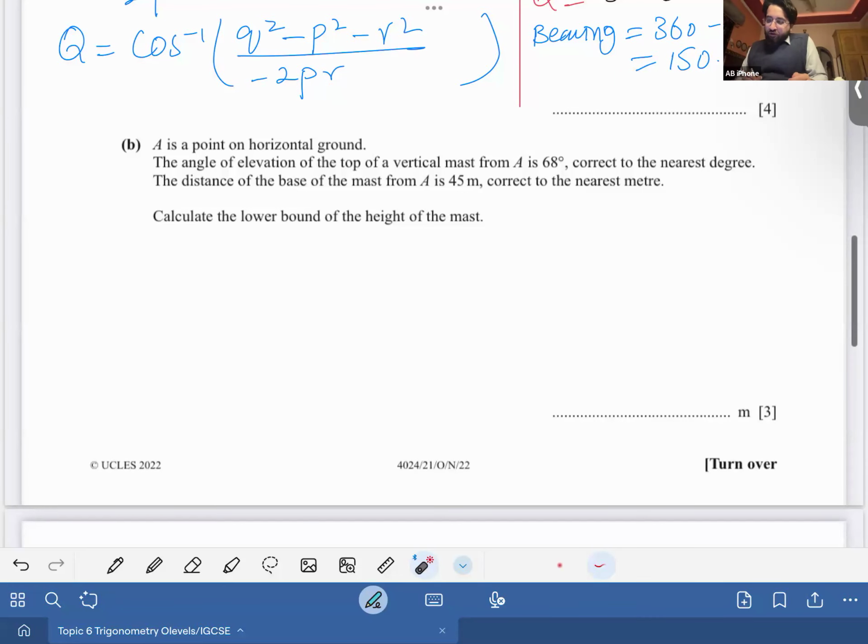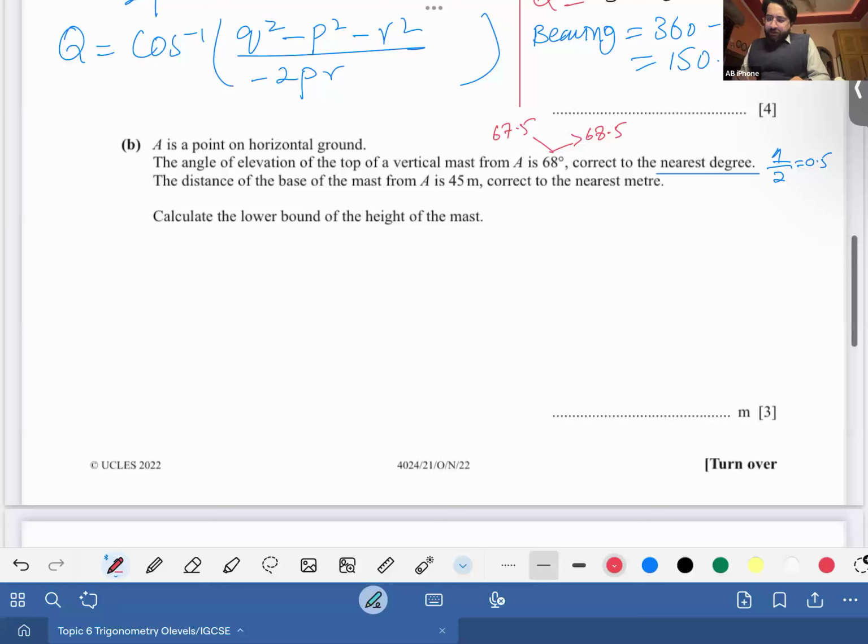The angle of elevation of the top of the vertical mast from A is 68 degrees, correct to the nearest degree. So nearest degree means 1 degree error. 1 divided by 2 is 0.5. So it means that the upper bound would be 68.5 and the lower bound will be 67.5.